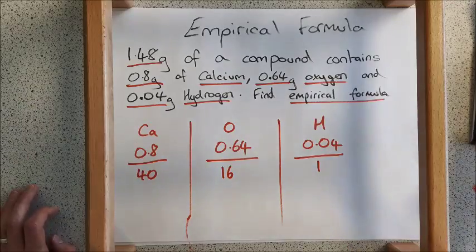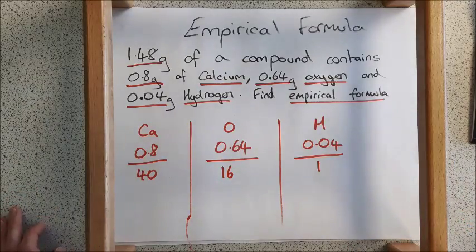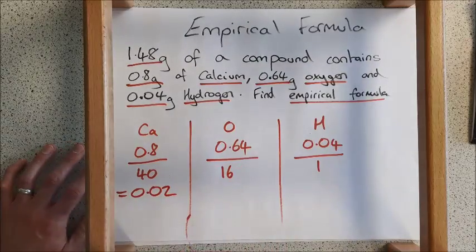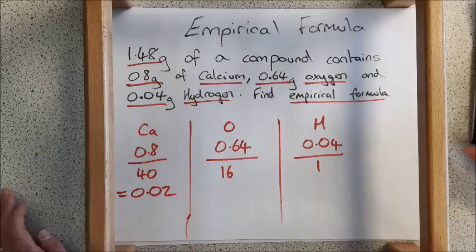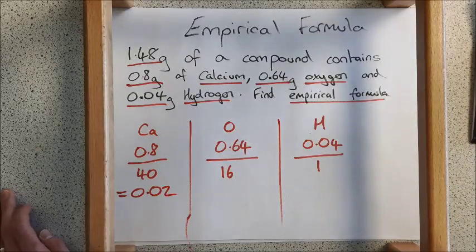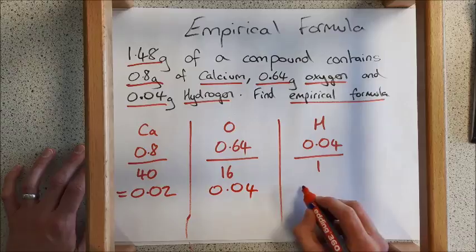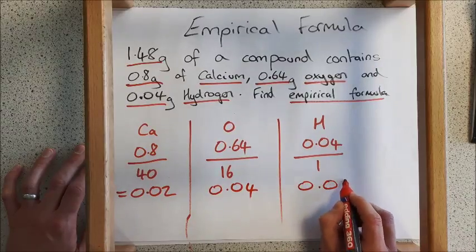Now my brain can't do this kind of maths in my head, so I've got a calculator off screen. I'm going to go 0.8 divided by 40 equals 0.02. Then I'm going to do the same with the oxygen, 0.64 divided by 16, 0.04. Anything divided by 1 is itself, so it's going to be 0.04 again.